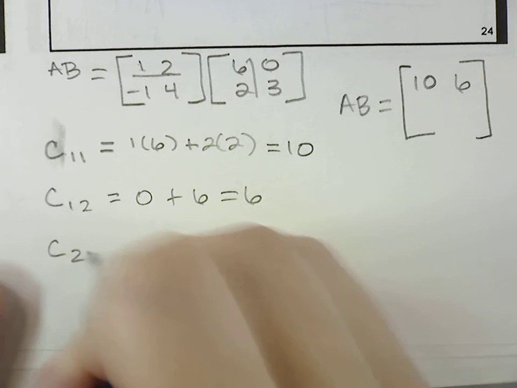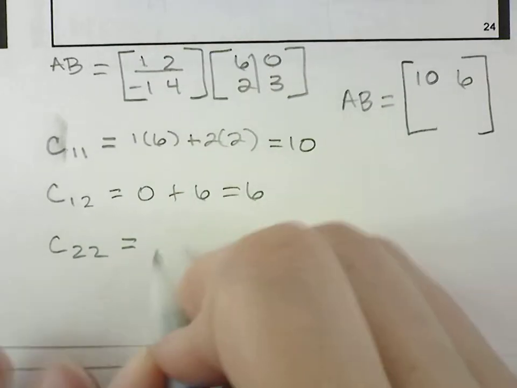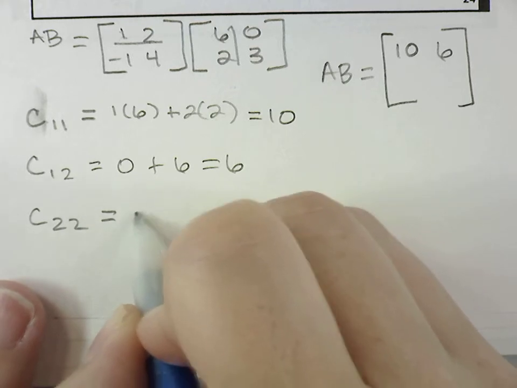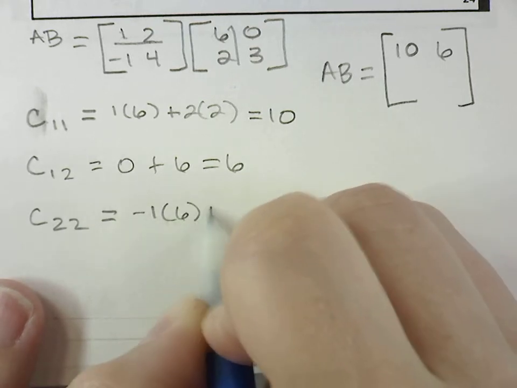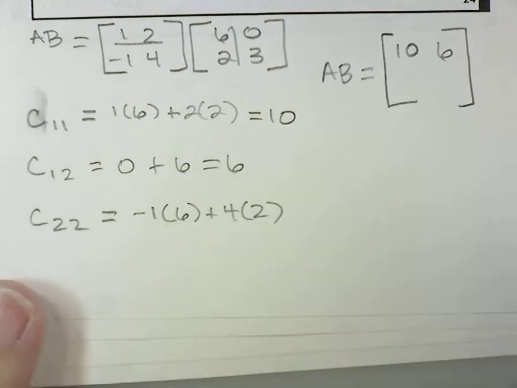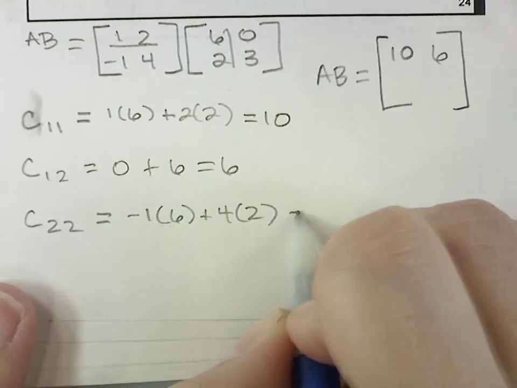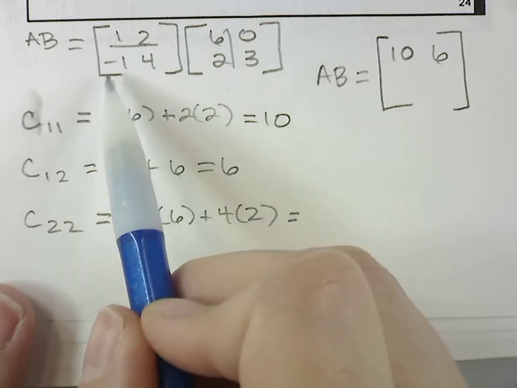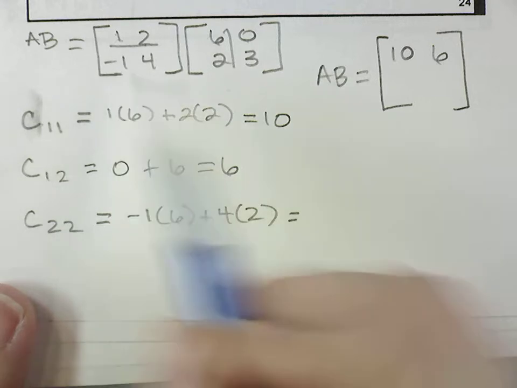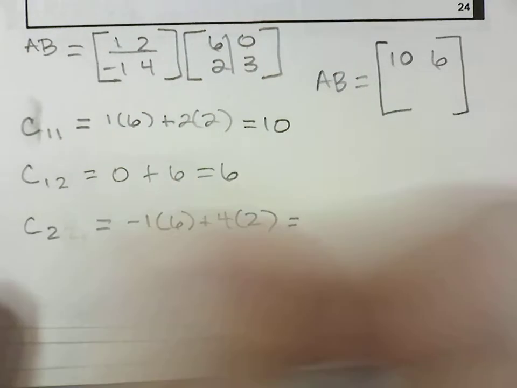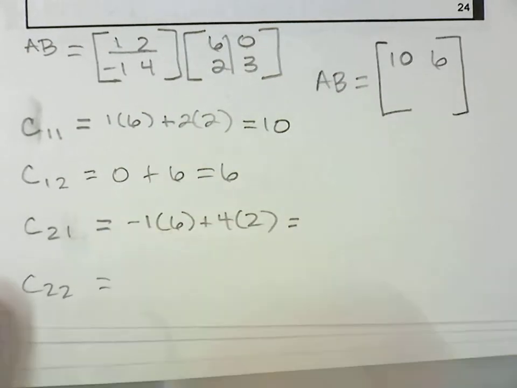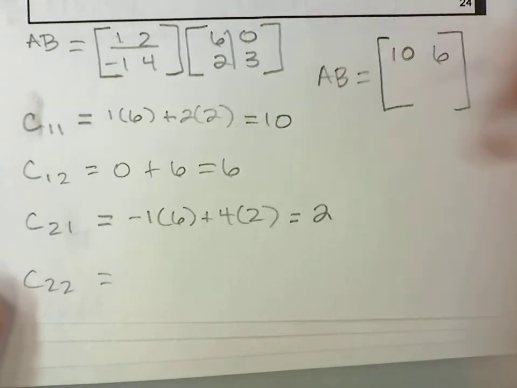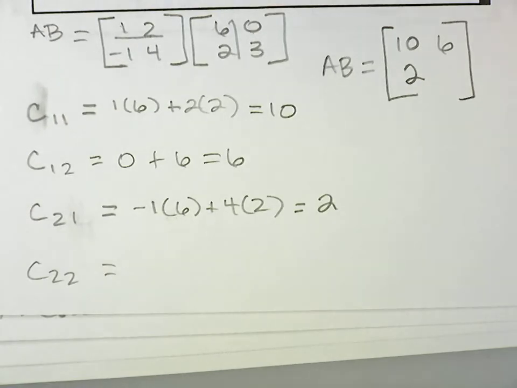Okay, Megan, you want to do the next one with me? The second row, the second column? Okay. So I'm going to do what times what? -1 times 6, plus 4 times 2. Good. Why is it C2,2? Shouldn't it be C2,1? Oh, when I did 2,2, sorry. Yeah, thank you. We'll do C2,2 second. Okay, so -6 plus 8 will be 2. Thank you guys for catching that.